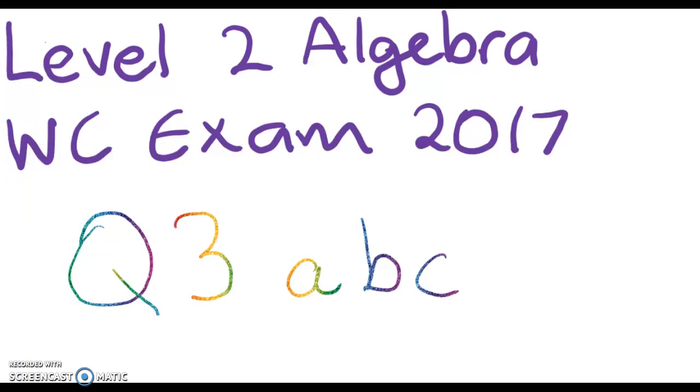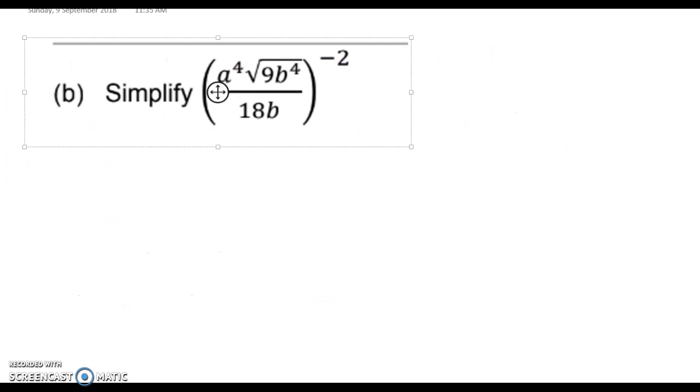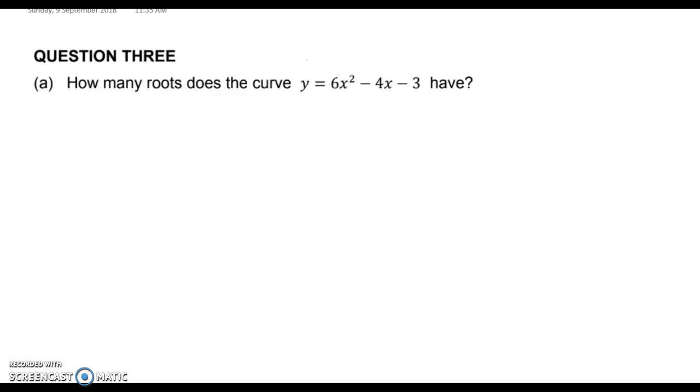This is question 3A, B and C from last year's school algebra exam. So this first one's an achieved question and then a couple of merit questions. So here's question 3A. How many roots does this curve have? You don't have to find what they are, you just have to say how many they are. So that's a different way of asking about the discriminant.